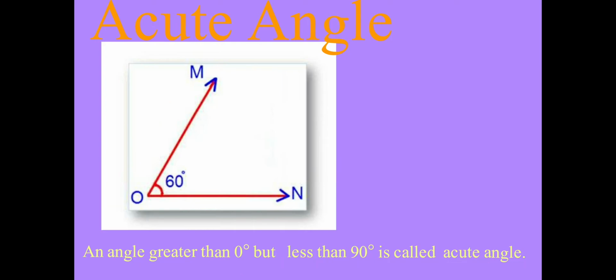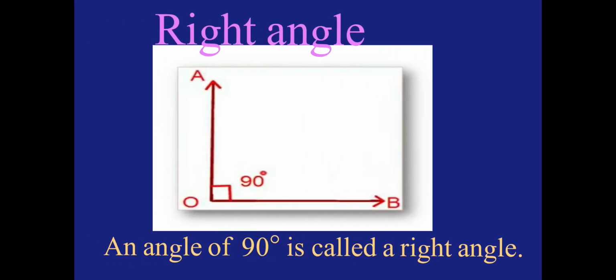Now, right angle. So what is a right angle? An angle of 90 degree is called a right angle. The angle formed in the figure is 90 degree because it is exactly on 90 degree.